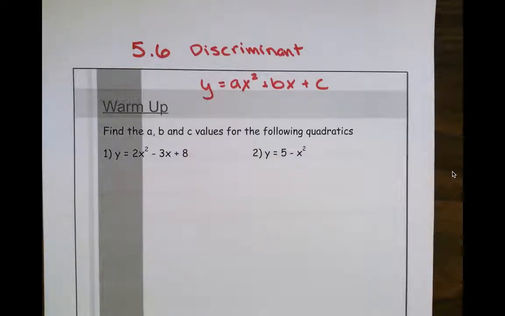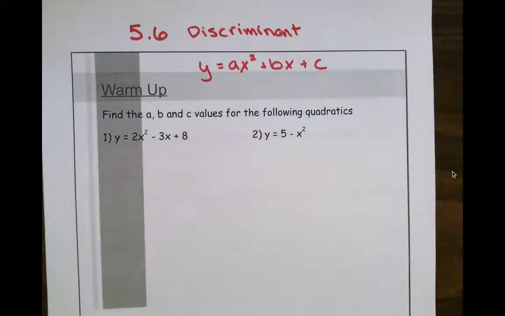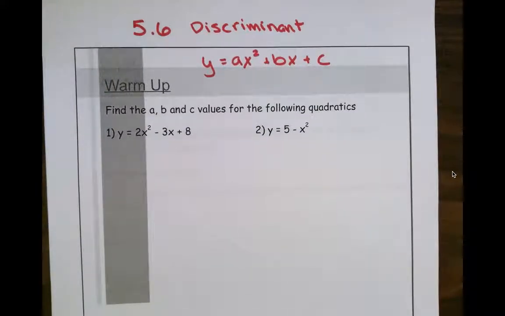Alright everybody, what we're going to take a look at today is the introductory topic to section 5.6, which is going to be called the discriminant. And we'll go over what that is and why that's important and how we use that in solving quadratics throughout the lesson. But for today, to start, what I want you guys to do, pause the video, answer this warm-up question, just identify the A, B, and C values for these two quadratics. Okay, so pause the video and go ahead and do that.